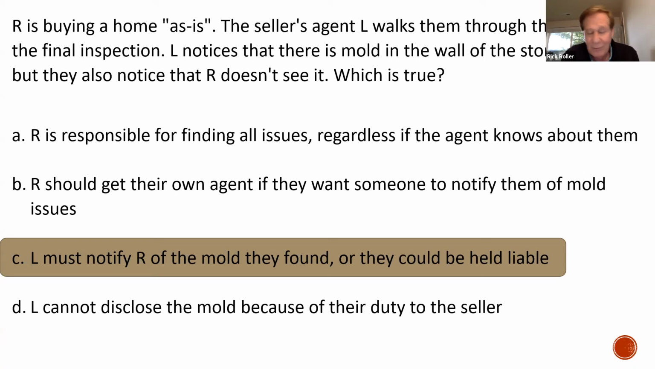Now, material facts could vary. I mean, it has to have significant input. A $5 million house and there's a $200 or $300 problem is probably not going to be considered a material fact, but a $200 problem on a $100,000 house might be.